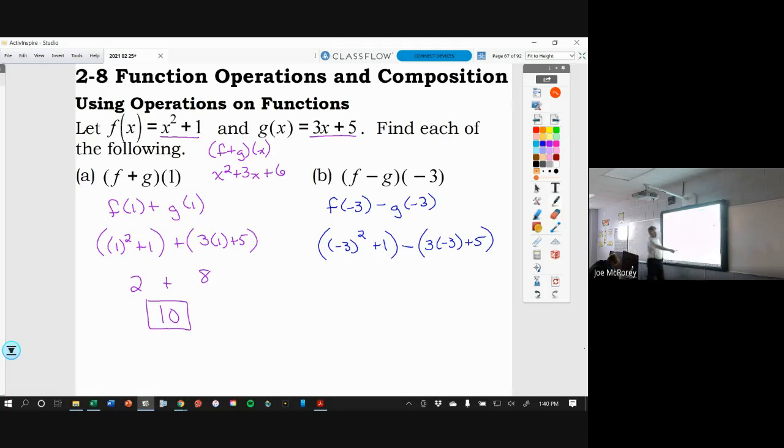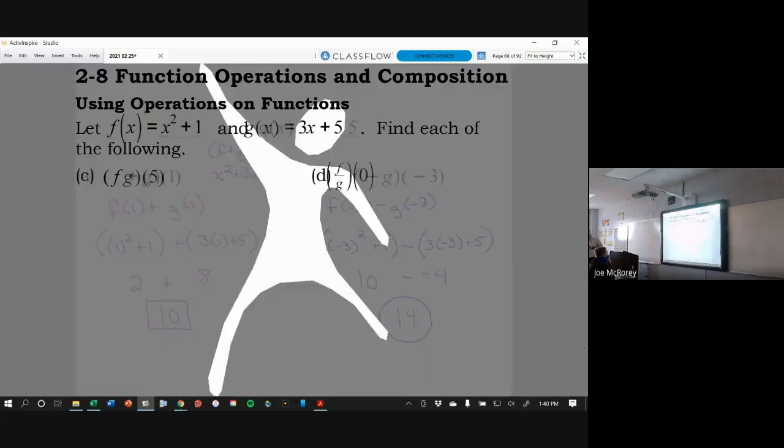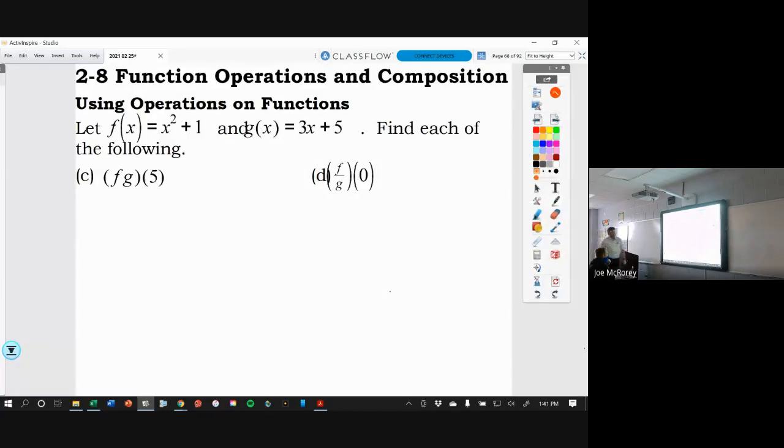After cleaning this up, negative 3 squared is 9 plus 1 is 10, minus 3 times negative 3 is negative 9 plus 5, negative 4. So I have 10 minus negative 4, which gives me 14. Questions on that? So that was adding and subtracting, same f and same g. We now have multiplying and dividing.